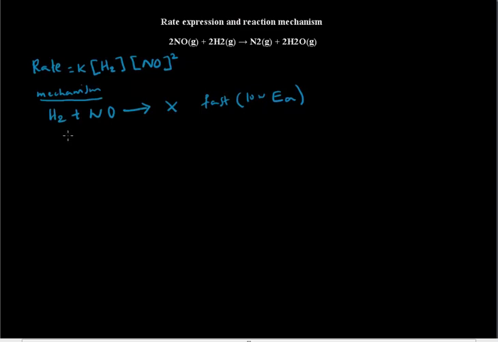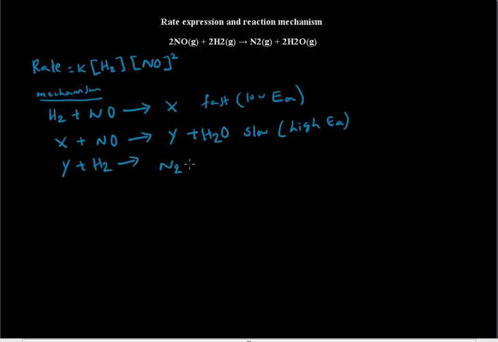In the second step, the X, which is an intermediate, combines with nitrogen 2 oxide again to form another intermediate Y plus H2O. They found that this step was slow. Now what does that mean? It has high activation energy. That's what a slow step means. In the final step, this intermediate Y combines with hydrogen to give N2 plus H2O. This step was also found to be fast, which means the activation energy is low.